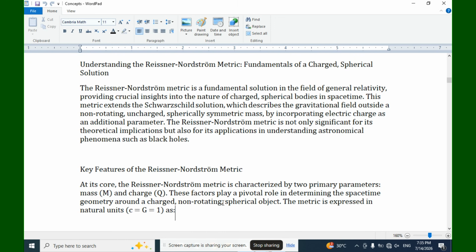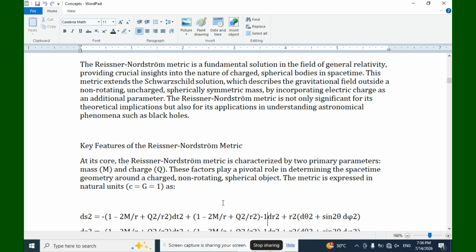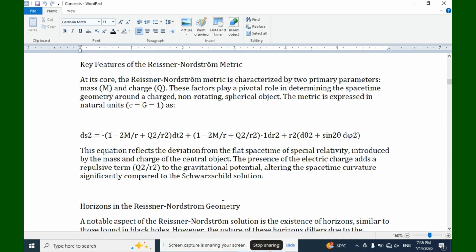Key features of the Reissner Nordström metric. At its core, the Reissner Nordström metric is characterized by two primary parameters, mass m and charge q. These factors play a pivotal role in determining the spacetime geometry around a charged, non-rotating spherical object. The metric is expressed in natural units, c equals G equals 1, as in this equation. This equation reflects the deviation from the flat spacetime of special relativity introduced by the mass and charge of the central object. The presence of the electric charge adds the repulsive term q squared divided by r squared to the gravitational potential, altering the spacetime curvature significantly.